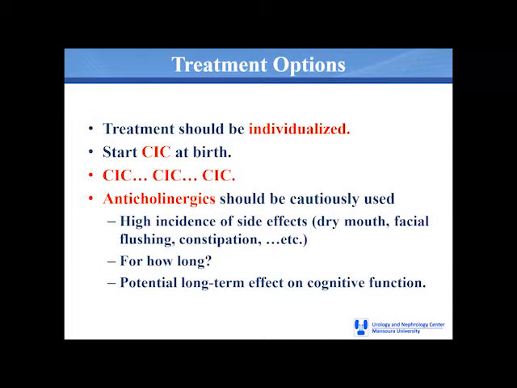Anticholinergics are used for a select group of patients with overactive detrusor, and you should always keep in mind that they have a very high incidence of side effects, particularly dry mouth, constipation, and facial flushing. Compliance is always a big issue in patients maintained on anticholinergics. And if you start anticholinergics, you would know that we would probably keep your patient on these medications for life, because as I mentioned, it's unlikely for the bladder dysfunction to improve. And there have been some studies reporting potential long-term effect on cognitive function with long-term use of anticholinergics.